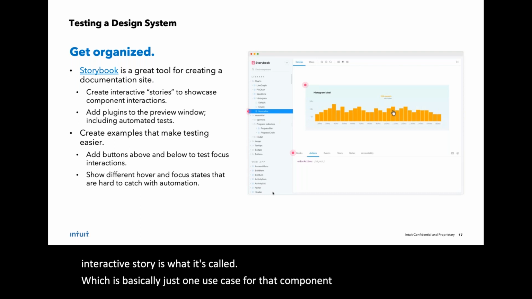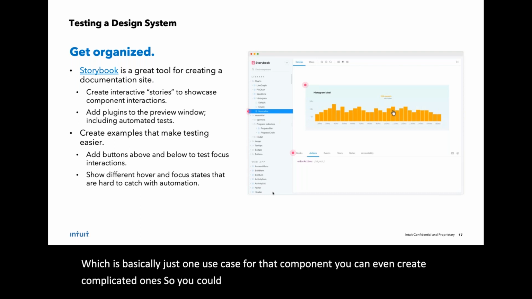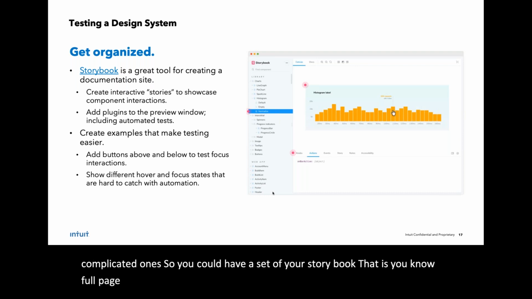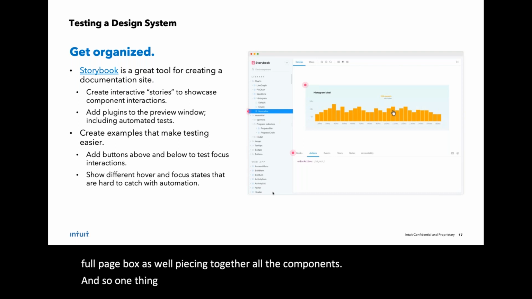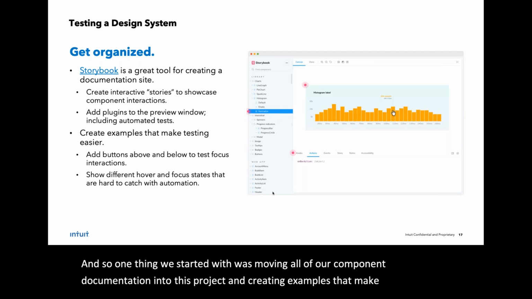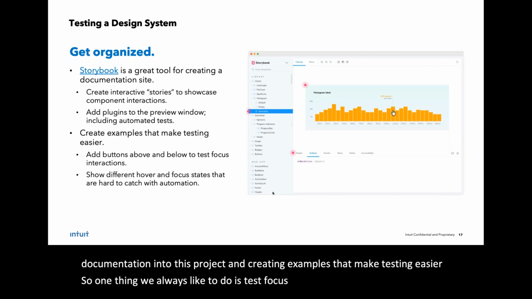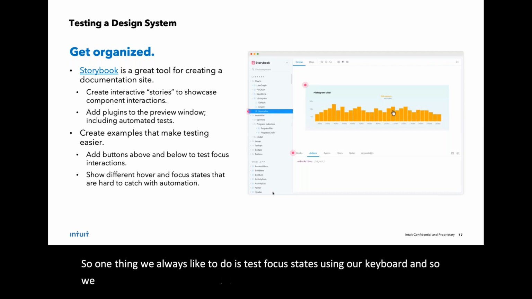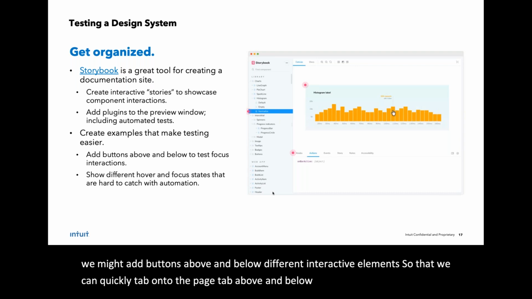You can even create complicated ones. You could have a set of your Storybook that is full page mocks as well, piecing together all the components. One thing we started with was moving all of our component documentation into this project and creating examples that make testing easier. One thing we always like to do is test focus states using our keyboard. So we might add buttons above and below different interactive elements so that we can quickly tab onto the page, tab above and below it, and make sure that focus works.